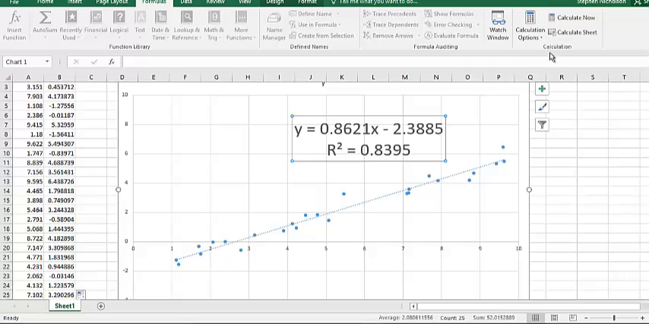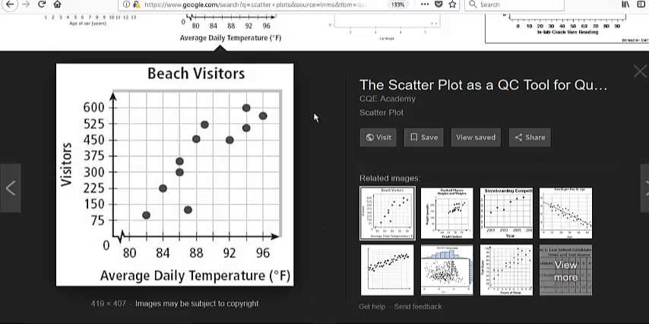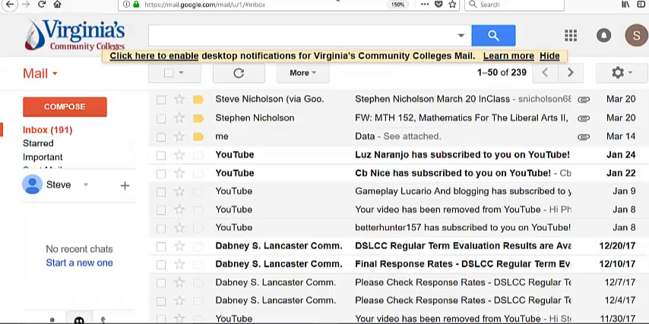Okay. So let me just show you how you do the same thing in Google Spreadsheets. I'll generate another simple set of data.